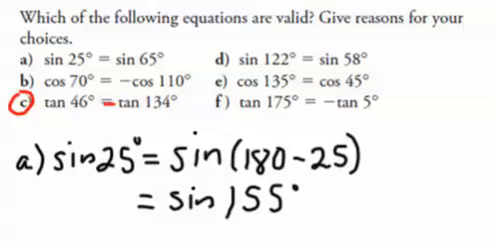The same thing happens with E. In E, the numbers are correct. 135 and 45 are supplementary. So the numbers are good, but the same thing happens with cosine: when you take the cosine of 135 degrees, you end up with a negative ratio. And the cosine of 45 degrees is a positive ratio. So that means you have to make one of them negative, it doesn't really matter which one, so that they would be equivalent.